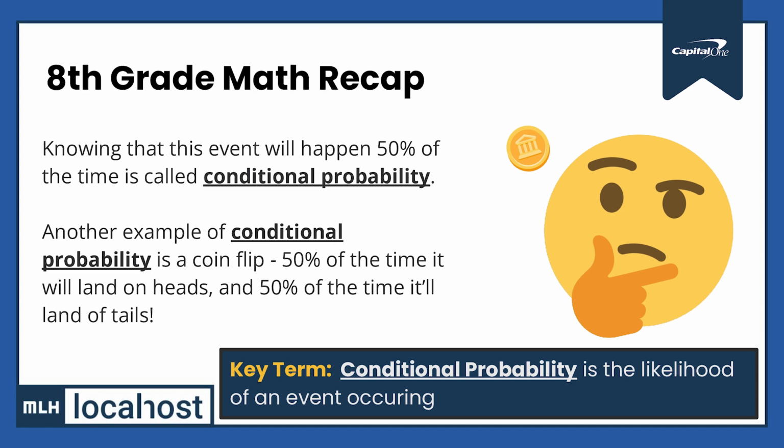Math time. Knowing that this event will happen 50% of the time is called conditional probability. Another example of conditional probability is a coin flip. 50% of the time it will land on heads, and 50% of the time it will land on tails. So conditional probability is the likelihood of an event occurring.